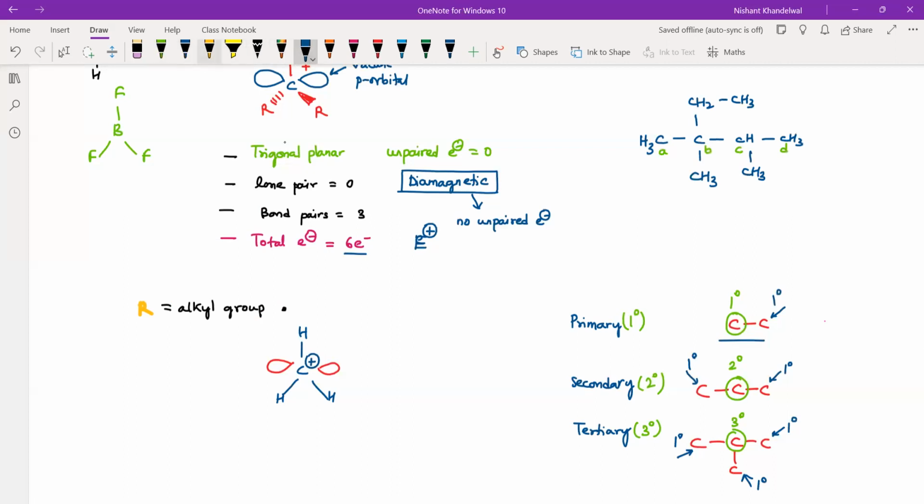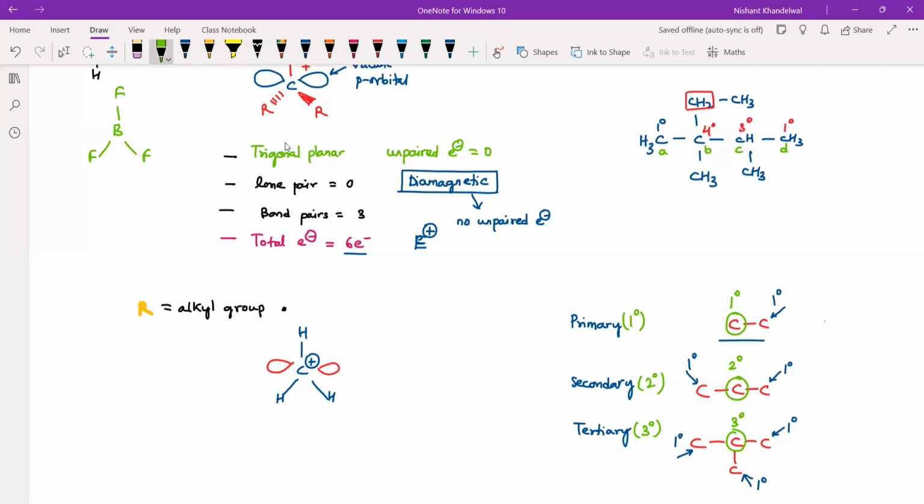A is primary, very good. B is quaternary, it was even higher. Then C is tertiary, very good. D is primary, correct?